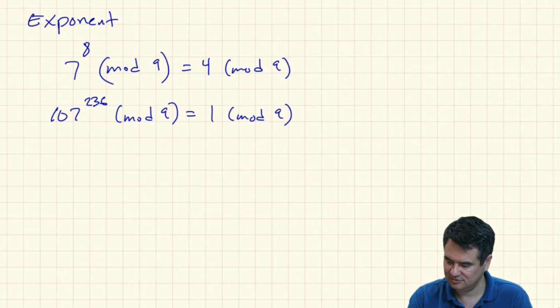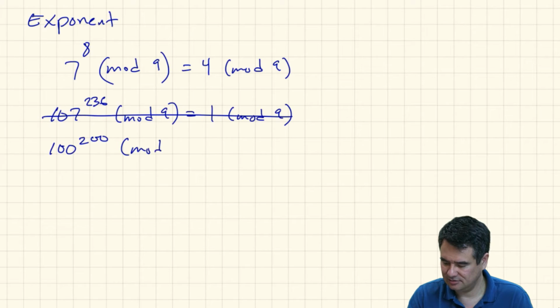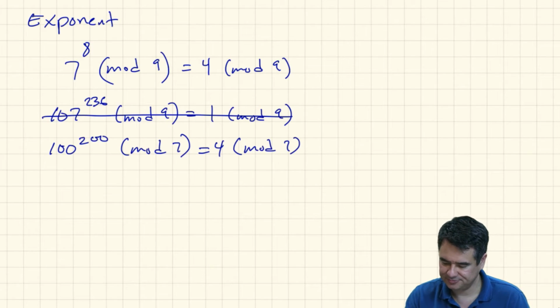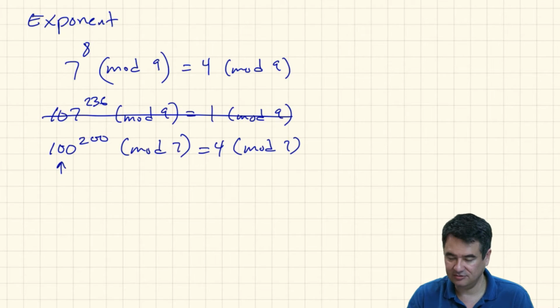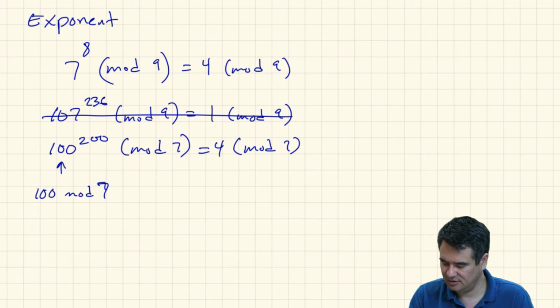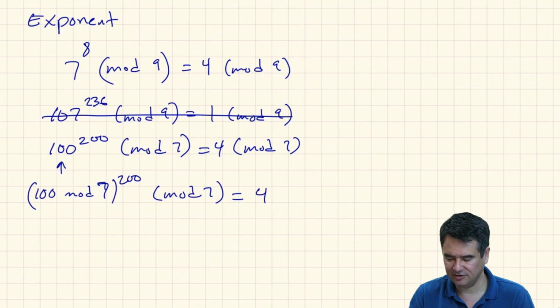But what we can do, it turns out, is take the base. Actually, what was the example we just did? Let's scratch this out. That one doesn't work, or it's not a good example. Let's do 100 to the 200th power mod 7. We know that's going to be 4 because that's what we calculated. It turns out you can go 100 mod 7, raise that to the 200th power, and then do that mod 7, and you'll still get 4.